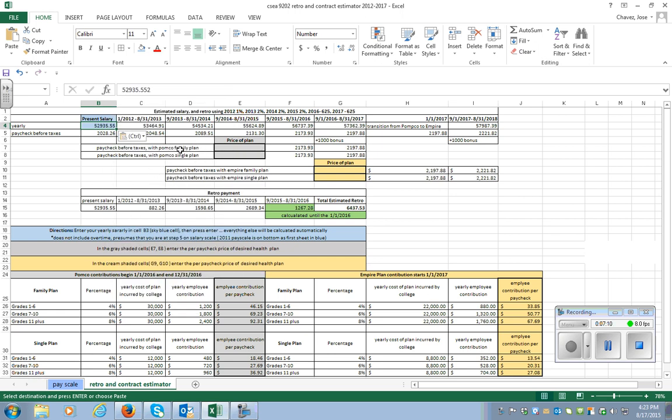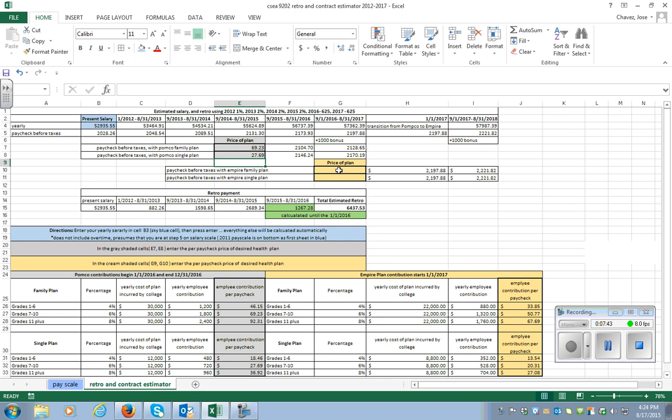The next thing we need to know is what their paycheck before taxes with the family plan, what the cost of that family plan would be. We go to grades 7 through 12 since we're doing this for grade 7, step 5. We will go ahead and type in $69.23. And if that person chose to be on a single plan, that cost would be $27.69.